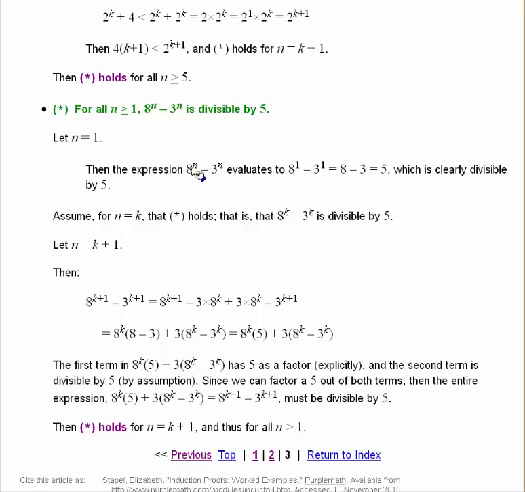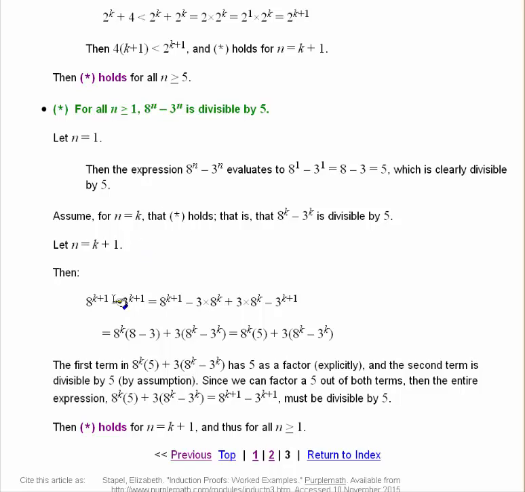When n is equal to 1, then we have 8 to the n minus 3 to the n is the same as 8 minus 3, or 5, and that's divisible by 5. So we've shown the base case. Now we want to assume for n equal to k. That means that 8 to the k minus 3 to the k is divisible by 5. We're assuming this. Now what are we going to do? We're going to plug in k plus 1 into the left-hand side of star.